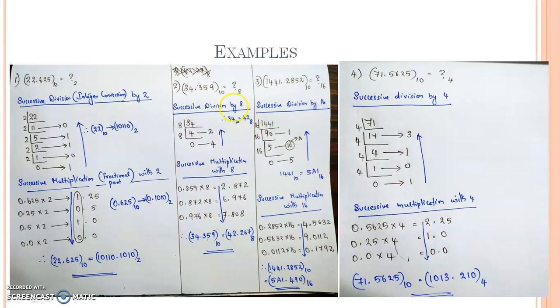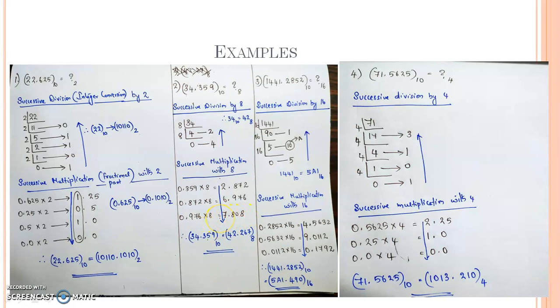And how about converting 0.359 to base 8? Perform successive multiplication with 8. So 0.359 into 8 will give you 2.872. Keep 2 there. Multiply 0.872 into 8. It will give you 6.976. And then you have to take 0.976 into 8. It will give you 7.808.